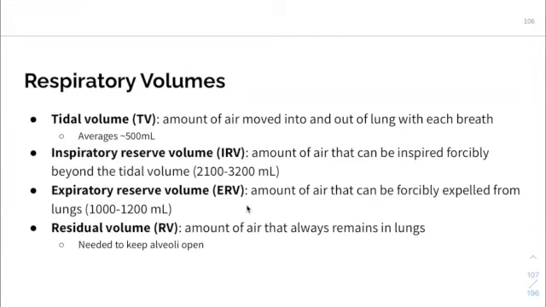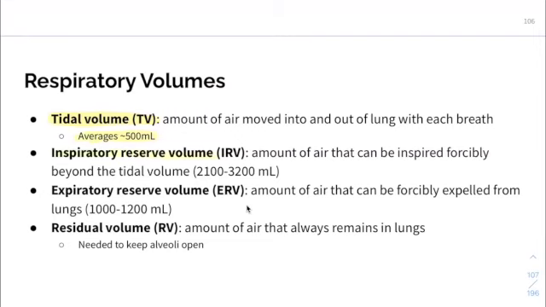So let's look at the different types of respiratory volumes. Tidal volume is the normal air that moves in and out every time you breathe. It's passive breathing, nothing to do with forcefully inhaling or exhaling. That is just passive breathing, what you're doing right now. We mentioned it on an earlier slide: it's about half a liter, or 500 milliliters.